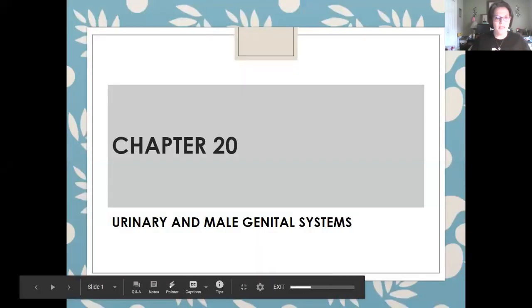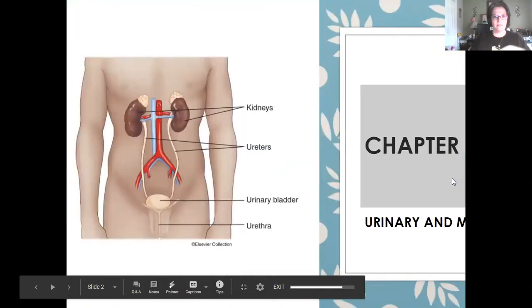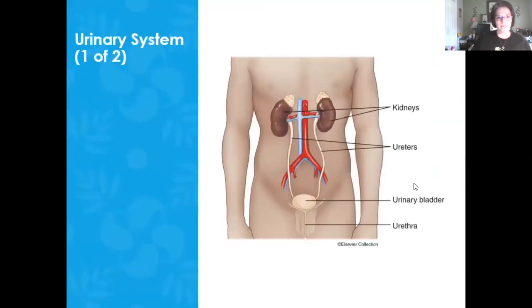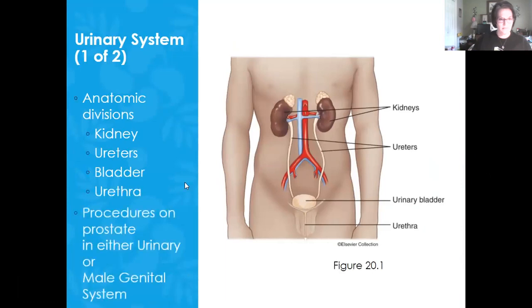So we're doing chapter 20, urinary and male genitalia systems. Procedures involving the urinary system are reported using codes 50010 and 53899. Anatomic divisions are kidney, ureters, bladder, urethra. Procedures on prostate are either in the urinary or the male genitalia system.